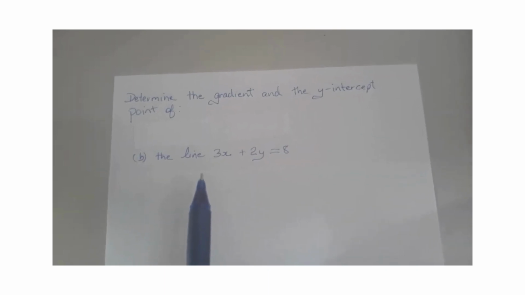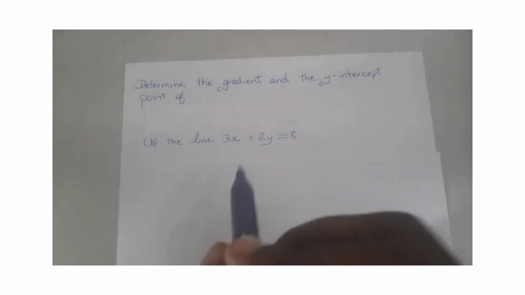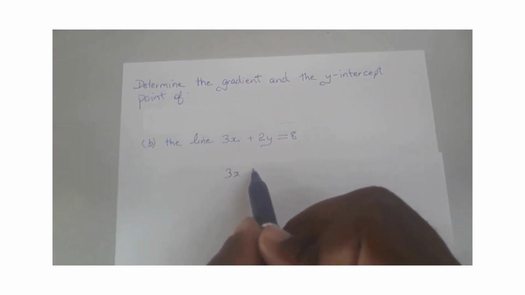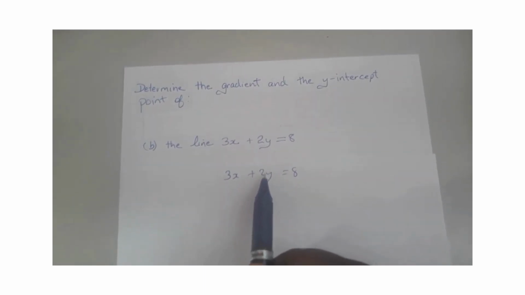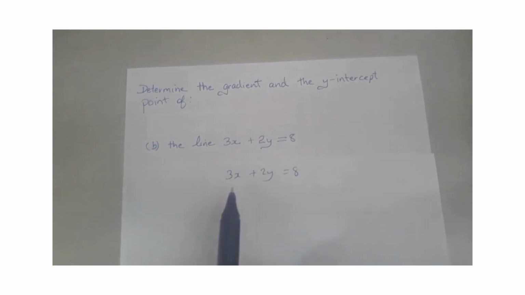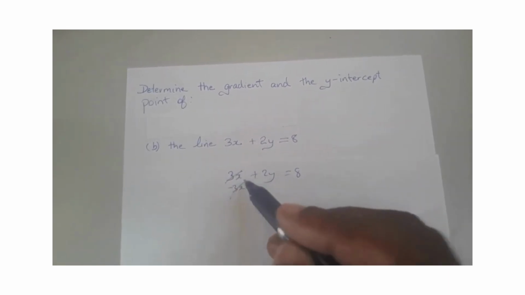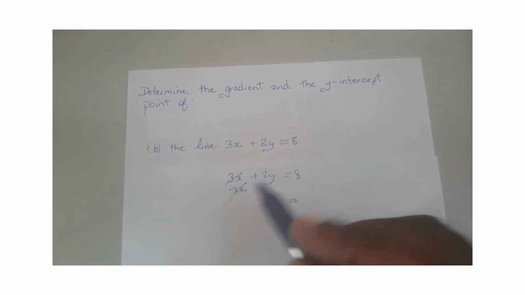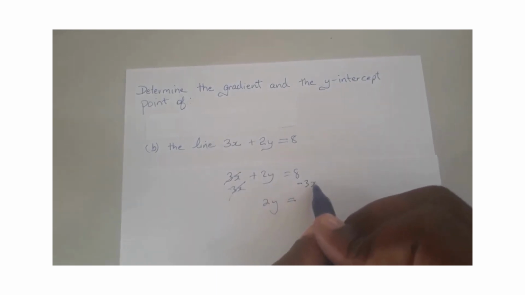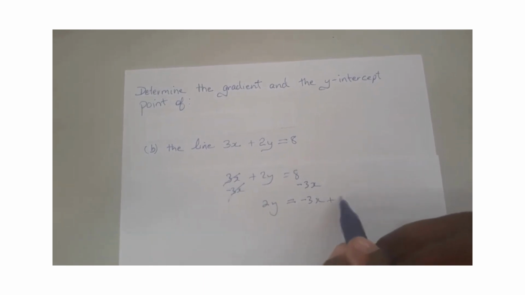Now let's look at part B. We still need to find the gradient and the y-intercept for the line. So let's rewrite the equation we're given. The next step is to ensure that we isolate the y. Now to do this, we will get rid of the 3x first. So we're going to subtract this 3x from this side to eliminate it, so we'll only have 2y on this side. But because I subtracted 3x from this side, we also have to subtract 3x from this side as well. So we end up with negative 3x, plus 8 here.